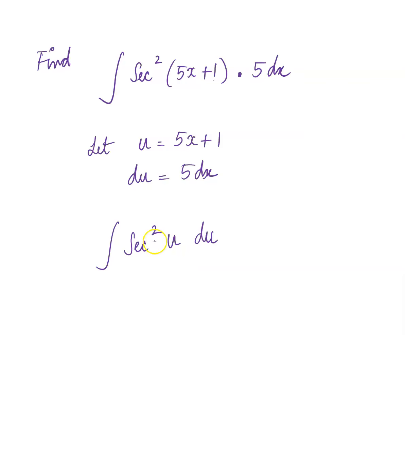All right, so the integral of secant squared x is tan x. In this case, it's u, so this is going to be tan u plus the c. And back substitute for u, that's going to be tan of 5x plus 1 plus c. And that's your answer.